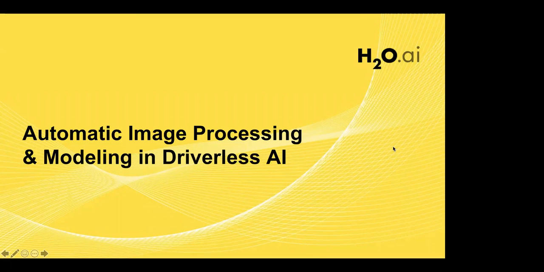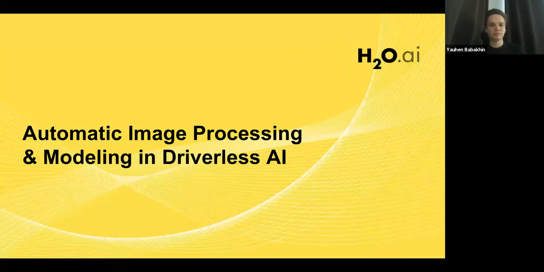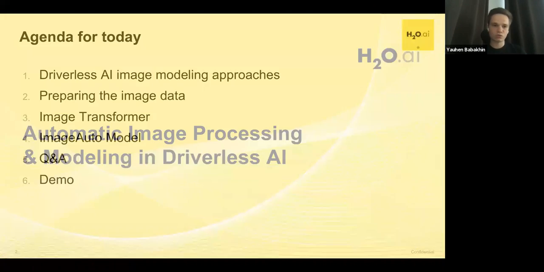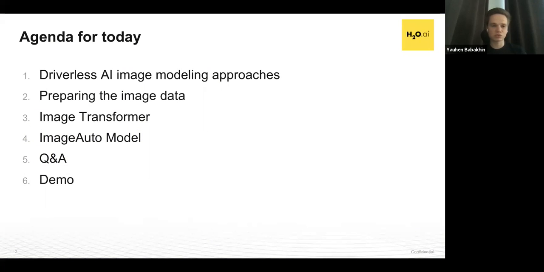Okay. So today we'll be talking about image processing in Driverless AI. And for the agenda, we'll have a couple of points. Firstly, we'll discuss what are the available approaches to use images inside Driverless AI. Then we will talk about how we could prepare the data to pass it to Driverless. Then we will cover in detail the two approaches we have, image transformer and image auto model. And then we'll have a demo showing the capabilities of what we have inside. And at any time, feel free to ask questions, and I'll be happy to answer.